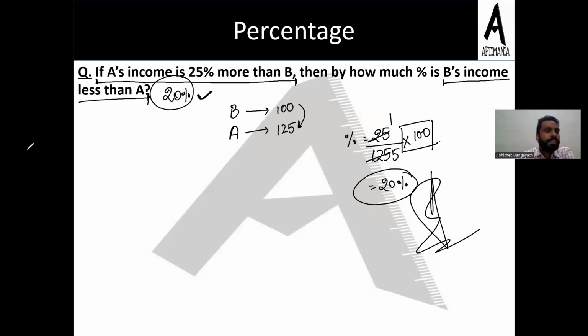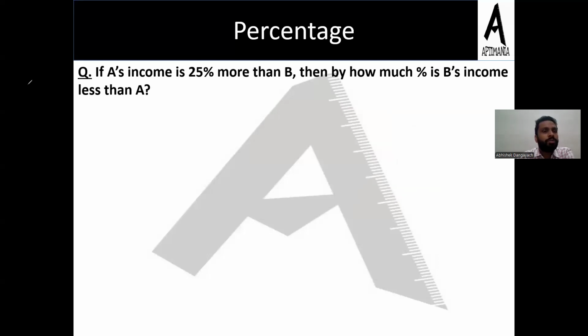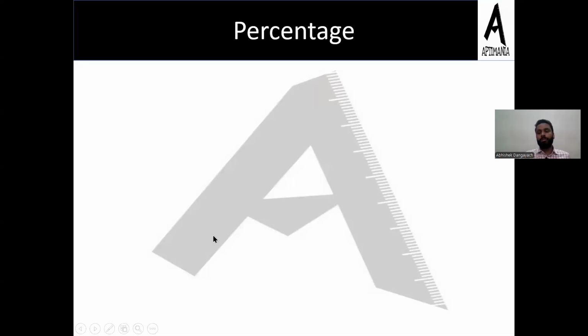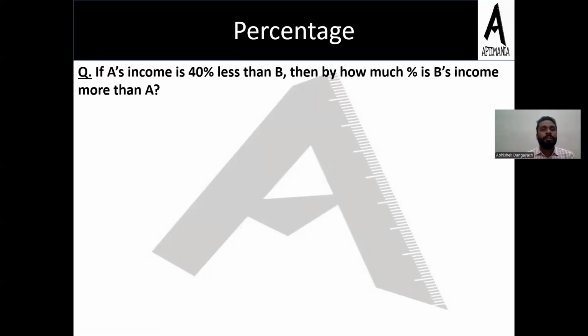Going ahead, if it is clear to you, you should be able to solve the next question. So I'm displaying the next question on the screen. Try to get me the answer quickly. The question is, if A's income is 40% less than B, then by how much percent is B's income more than A? Again, the same procedure. Pause the video, take a break for 2 minutes, solve the question, get back and check the answer.